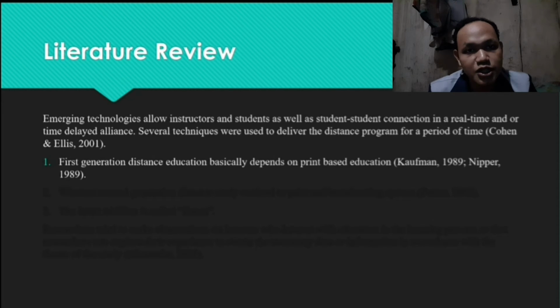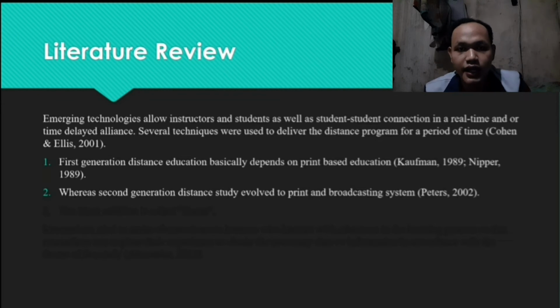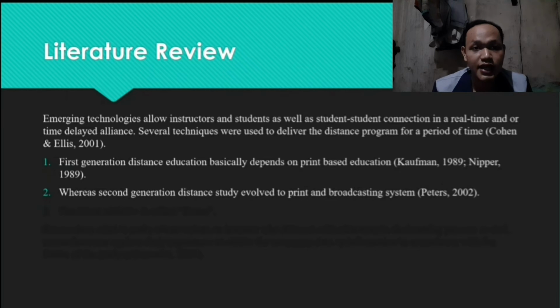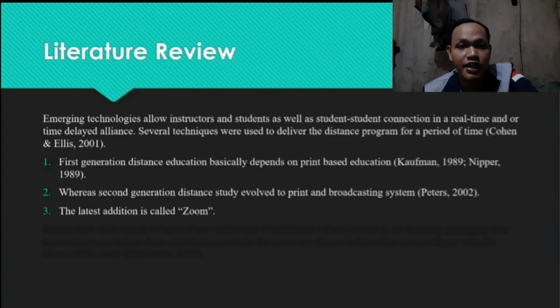The first, first generation distance education, basically depends on print-based education, Kafirman 1989, Nipper 1989. So for the first online or remote learning, there are some researchers who did research before, about print-based education. And the second, or next, second generation distance study involved print and broadcasting systems. So if the first is only print-based, the next level is print and broadcasting systems, by Peters 2002.